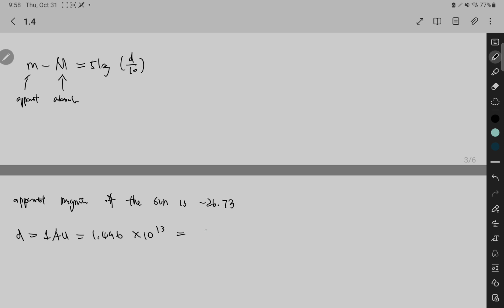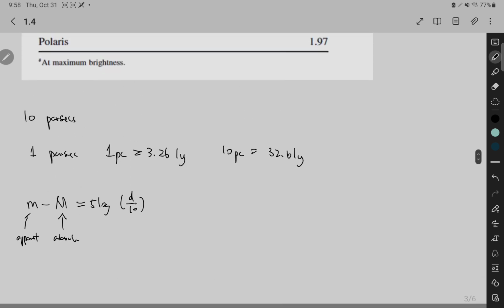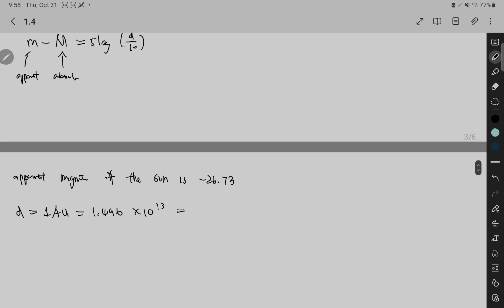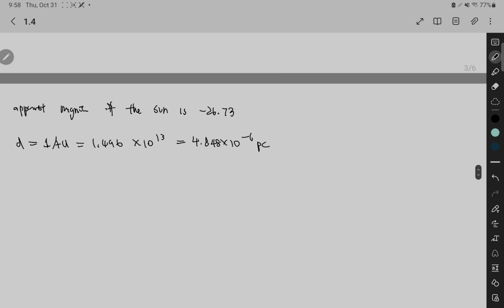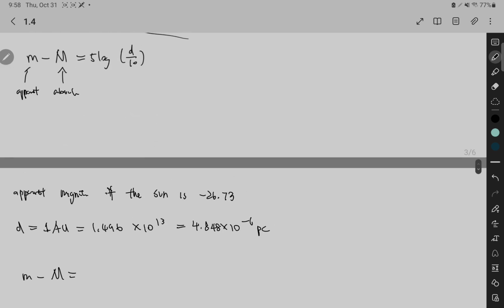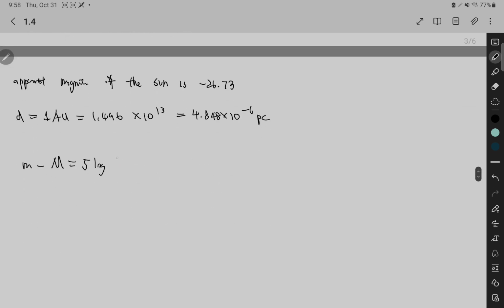If we convert it into parsecs, which I already defined here, there's a huge bunch of conversion going on, but you could do it yourself. This is going to be equal to 4.848 times 10 to the negative 6 parsec. So now we have d and we have m, we can figure out the big M, right? So we have the formula m minus M is equal to 5 log d over 10.